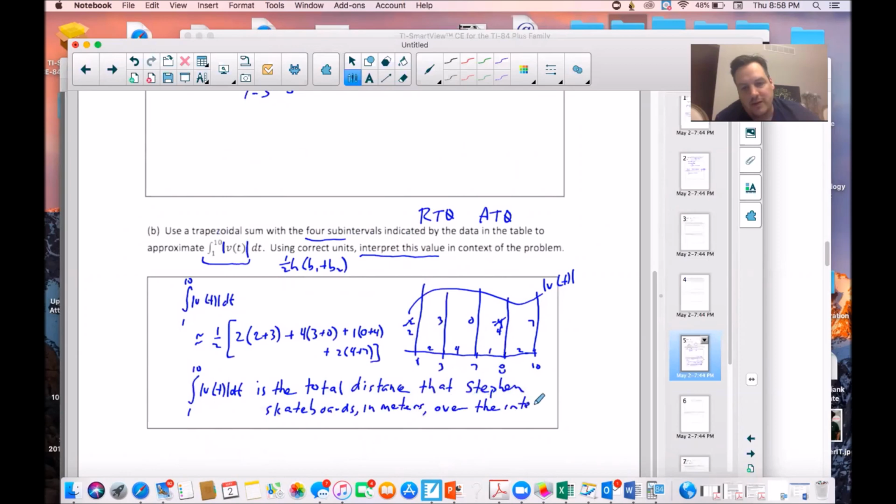And a lot of students I notice do a lot of good interpretations, but they don't give the interval. Anytime you have an integral, you have to mention that it goes from 1 to 10 seconds. So the integral of the absolute value of velocity is the total distance that Steven skateboards in meters. We have to have our units there, right? Over the interval 1 to 10 seconds. We need all of those pieces to get all of those points, right?